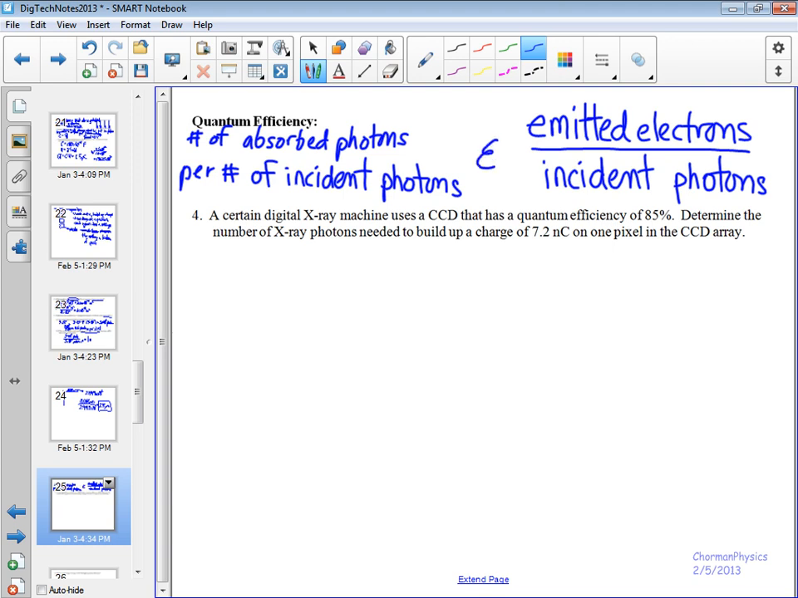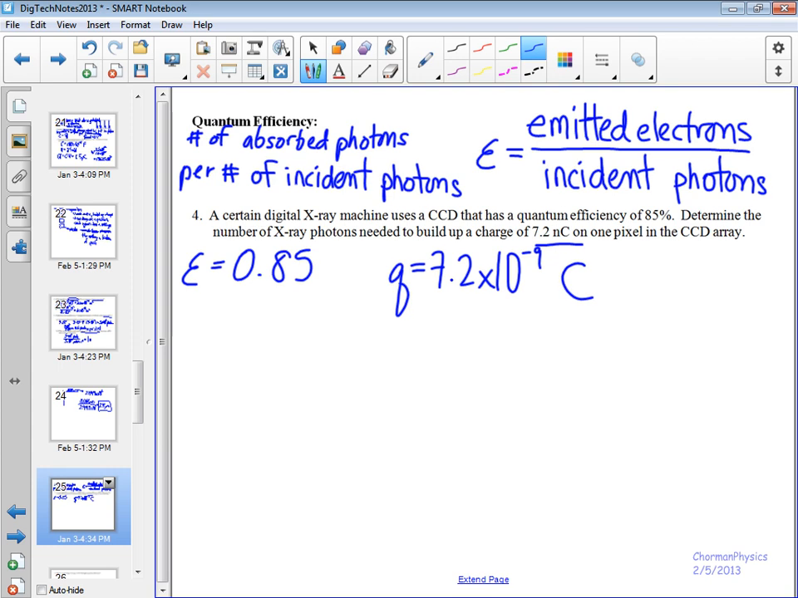So for example, let's say that a certain X-ray machine uses a CCD for which we know the quantum efficiency. The efficiency, we can call it E here, is going to be 85%, 0.85. Determine the number of X-ray photons needed to build up a charge of 7.2 nanocoulombs on one pixel in the CCD array.